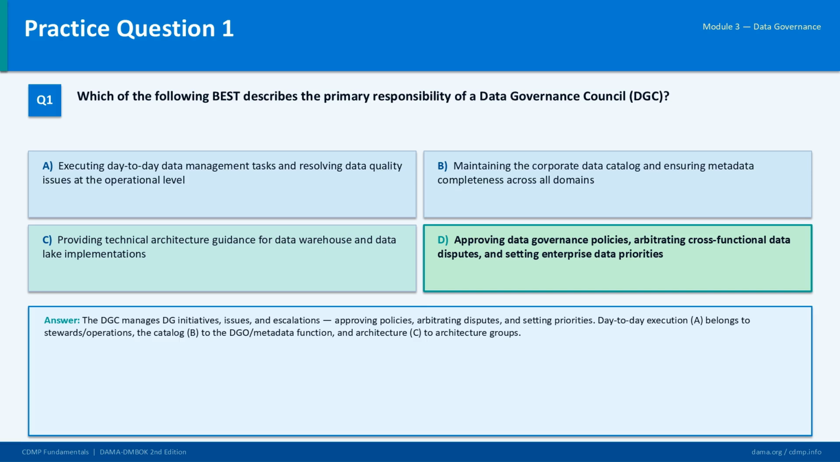Question 1 asks for the primary responsibility of a data governance council. The answer is D. Approving governance policies, arbitrating cross-functional disputes, and setting enterprise data priorities. The council manages initiatives, issues, and escalations. Day-to-day execution belongs to stewards, the catalog to the metadata function, and architecture to the architecture groups.